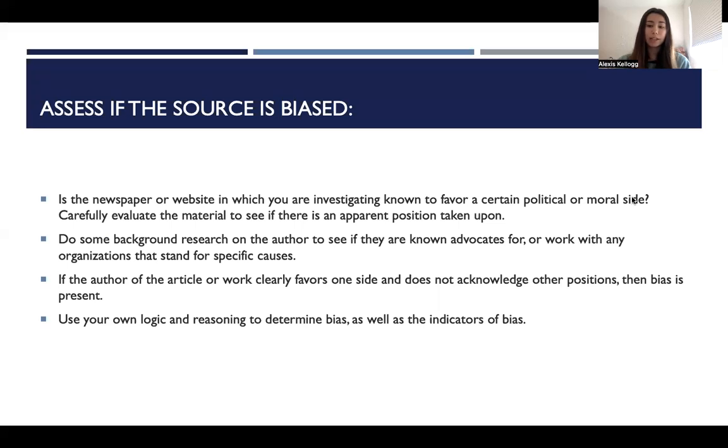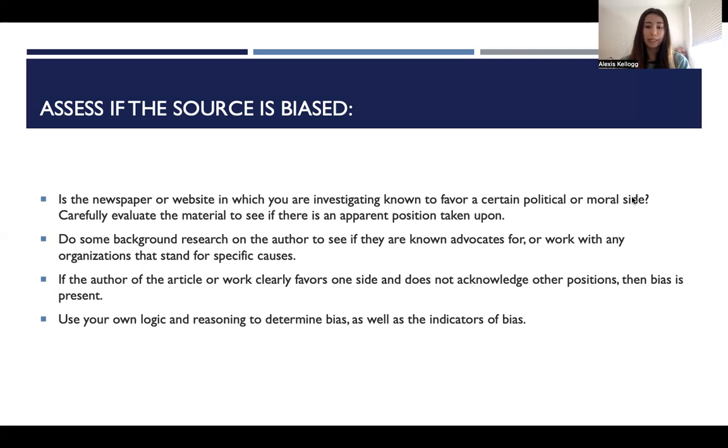To begin with, we can ask ourselves if the source is known to favor a certain political or moral side. If the source we are using is commonly known to have bias, it is important for us to read the source with an awareness that the source may not be as credible as we think. Additionally, if we are getting our information from a source that is commonly considered to have bias, it is important for us to make sure that we also find other sources so we know that we are getting the full story.